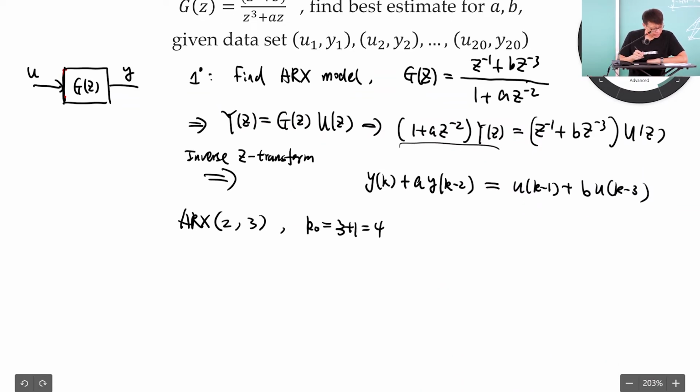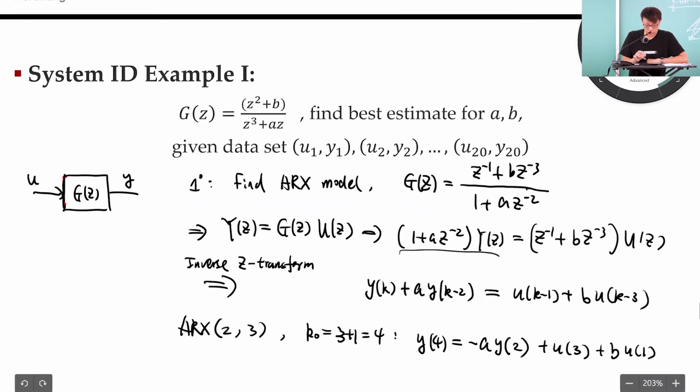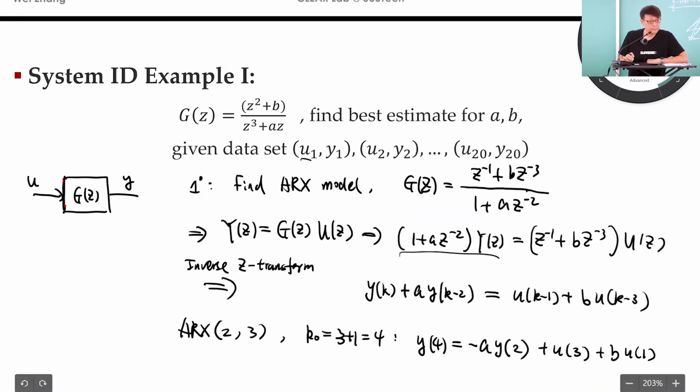If I write it down, you can see that, for example, this y4 should equal to what? Negative a y of 2, plus b u of 3, plus b u of 1. If I start from y3, then I have to use u of 0, which I don't have. Do you see what I mean? My data start from u1.